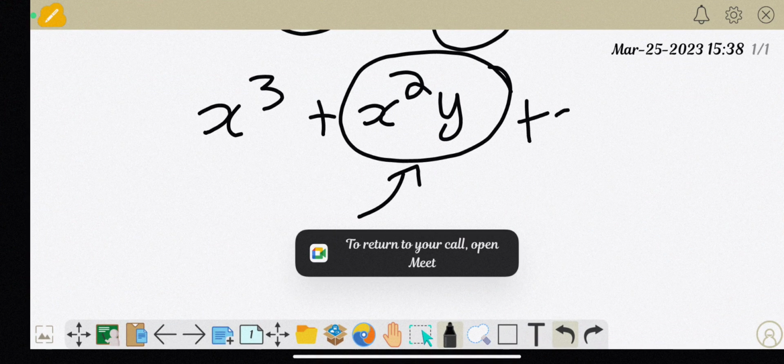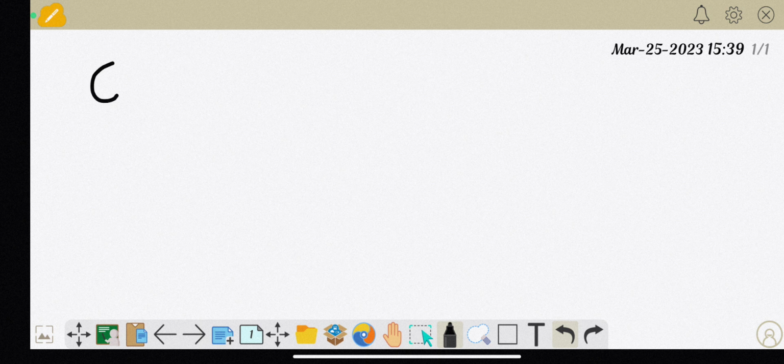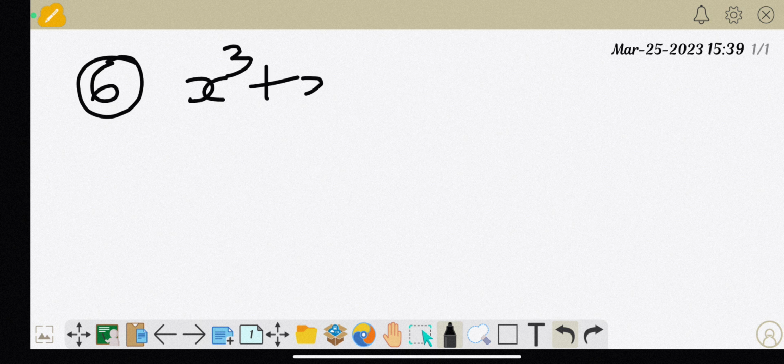So this is my question, right? Can we use the product rule? Yes, you have to use the product rule. If you don't use the product rule, then whatever answer you get will be wrong. So the question is in this way.